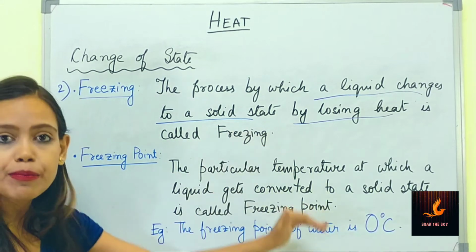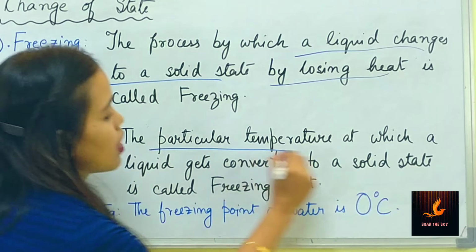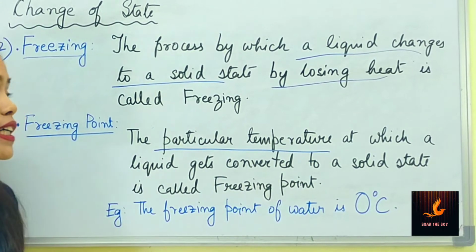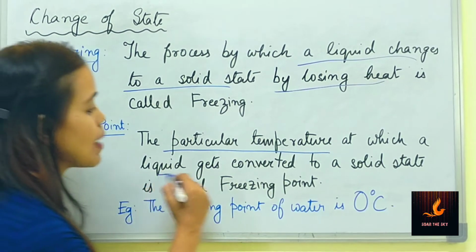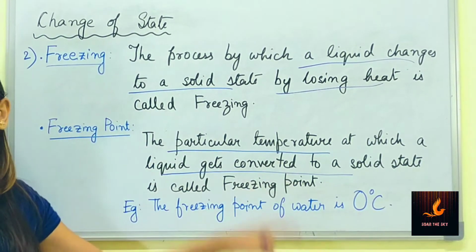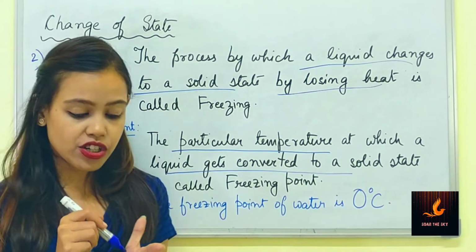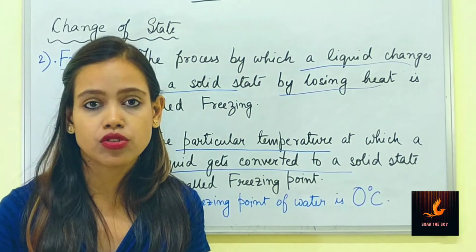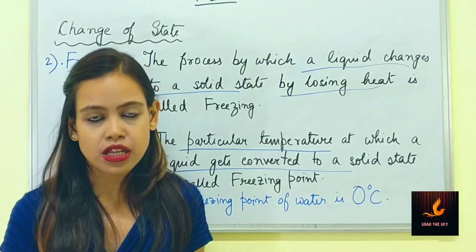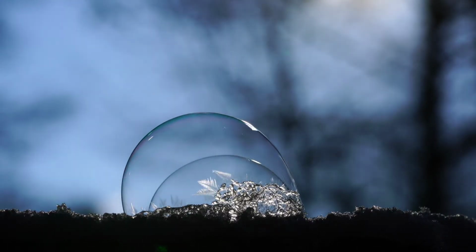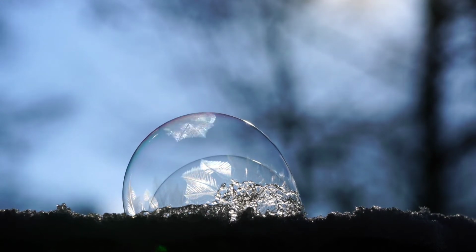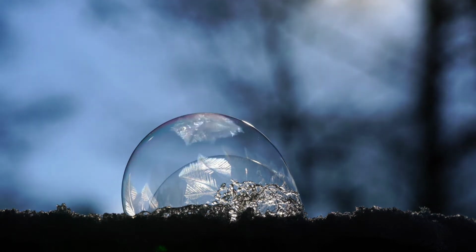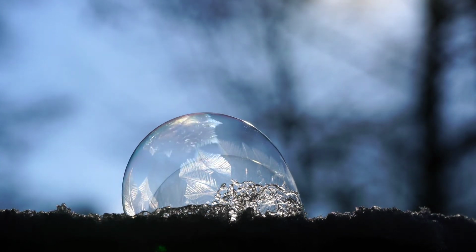The particular temperature at which the liquid gets converted into a solid state is called the freezing point. For example, the freezing point of water is 0 degrees Celsius. That is, water at room temperature needs to lose heat from that 35 to 40 degrees Celsius. It needs to lose heat so that its temperature falls to the level of 0 degrees Celsius, and then it starts to freeze, convert to ice.